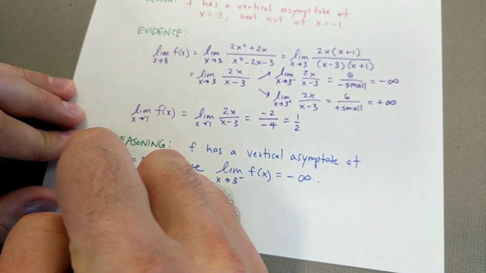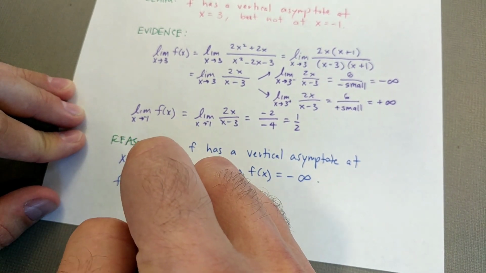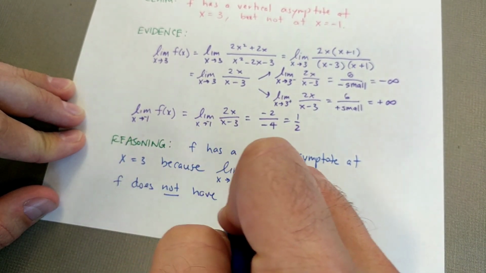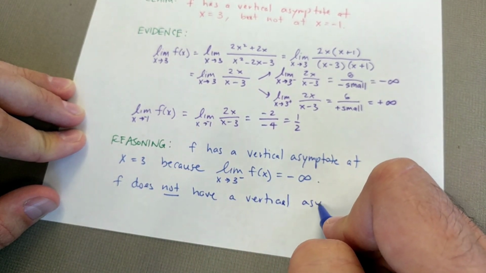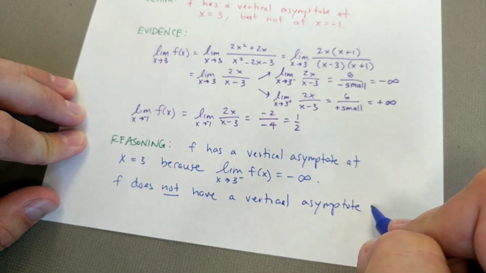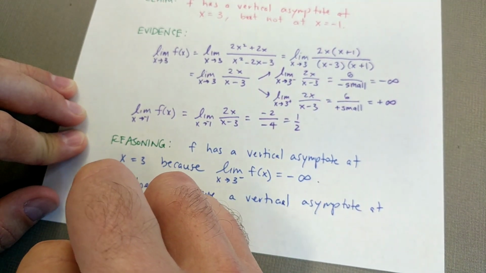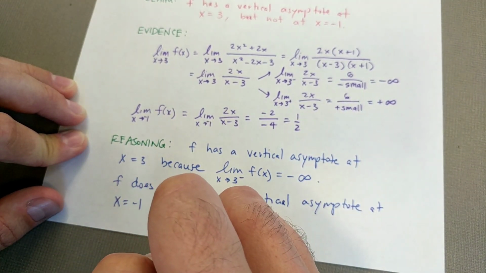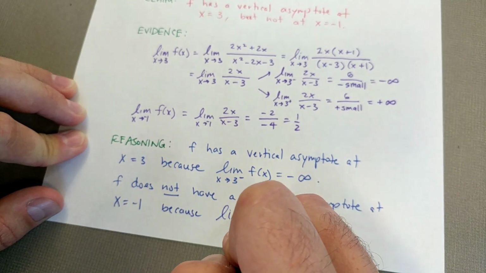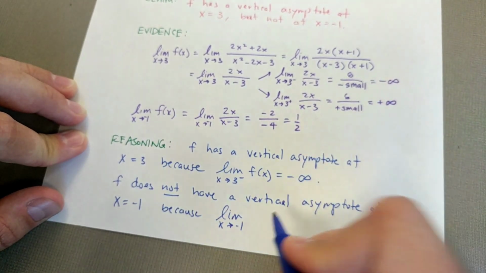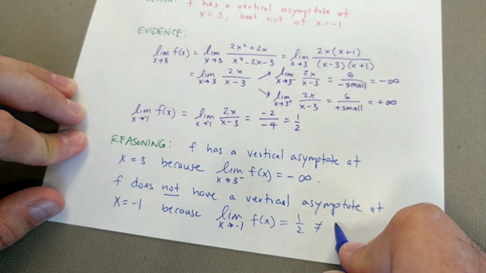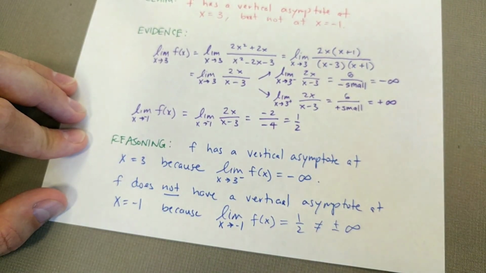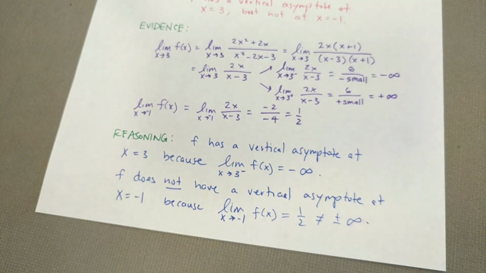f does not have a vertical asymptote at x equals -1 because the limit as x approaches -1 of f of x equals 1/2, which is not equal to a positive or a negative infinity, as is pretty obvious. So there you have it.